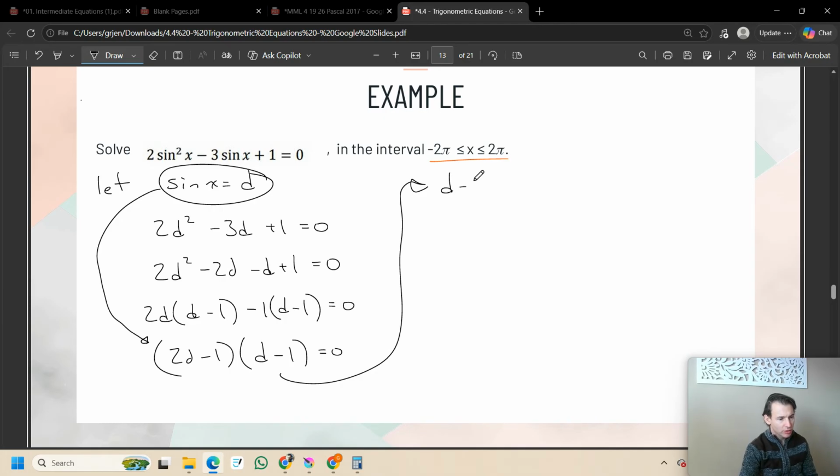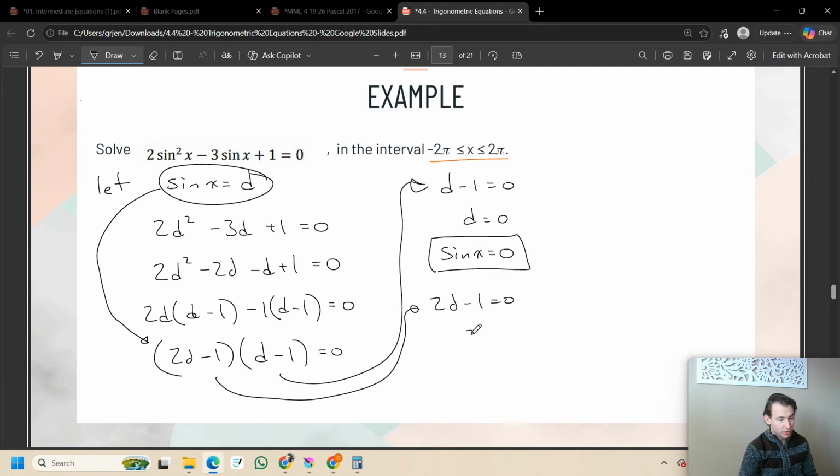So if d minus 1 equals 0, then d equals 1, and we know sine x equals 1. Cool. So there's one of our sources of solutions. And then this one, 2d minus 1 equals 0. 2d equals 1, and d equals 1/2. So that is to say sine x equals 1/2. There's another source of solutions. Now, consider where these things happen.